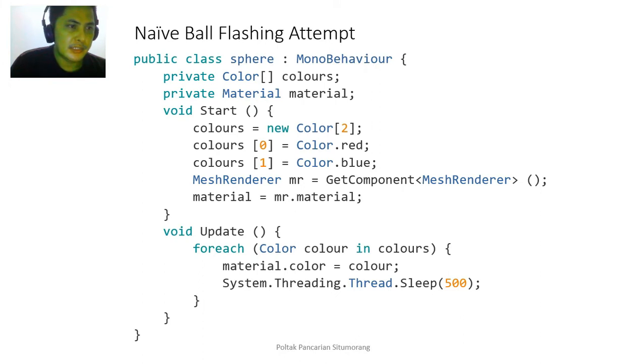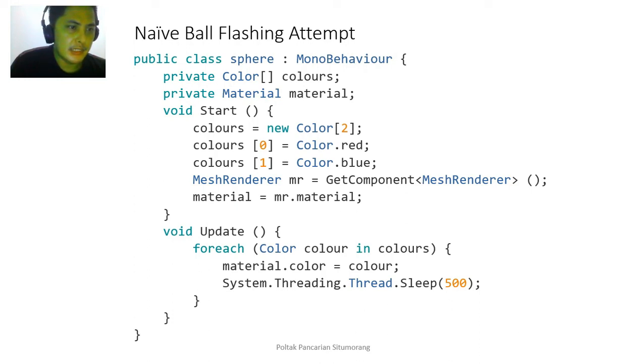Imagine you have a sprite game object and you want the ball to flash blue and red. In the start function, we set up the color attribute with an array containing the colors red and blue. We set up the material attribute to be a pointer to the sprite material. Each frame update, we cycle through the array of colors. We set the sprite color to be red and then wait a half second. Then we set the sprite color to be blue and then wait another half second.